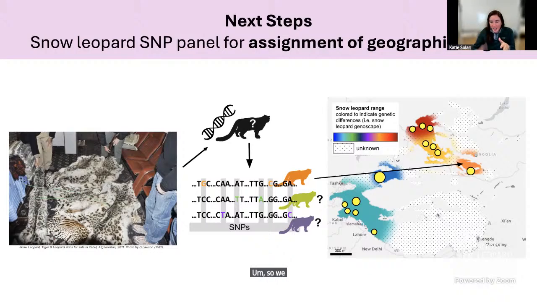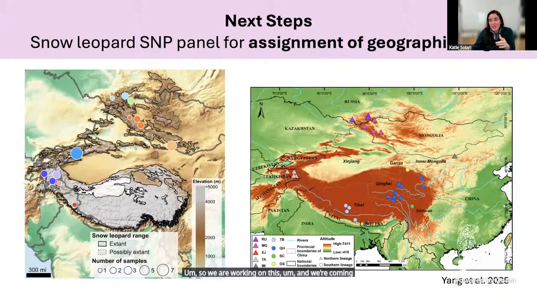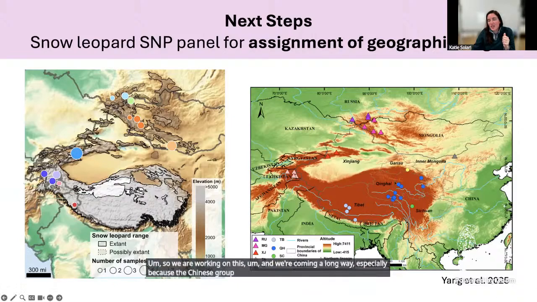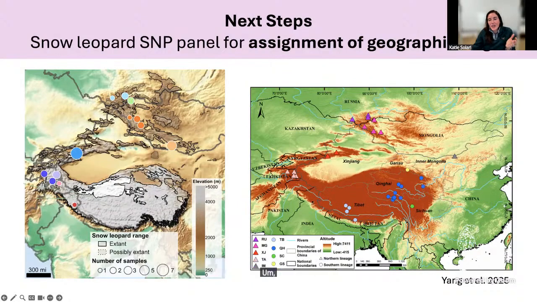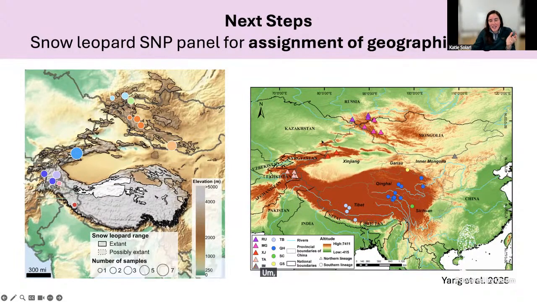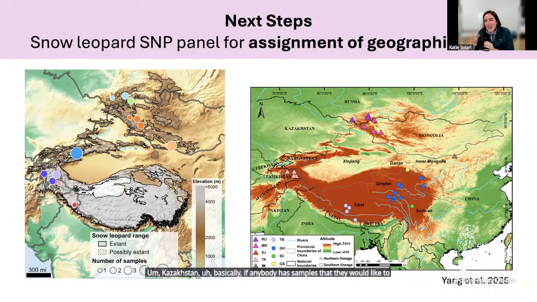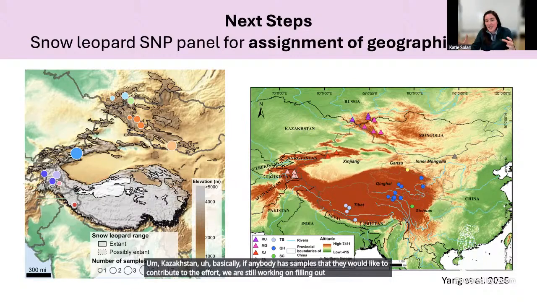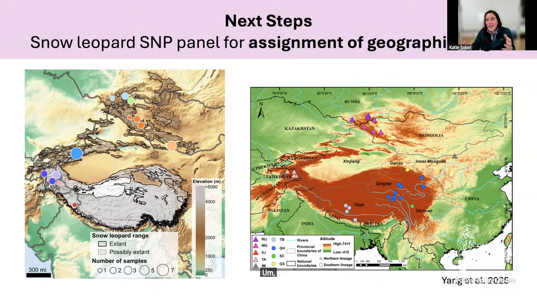So we are working on this, and we're coming a long way, especially because the Chinese group last year published whole genome sequencing data on all of the samples shown here, which compared to ours does fill in this gap pretty hugely. That said, we still don't have many samples from India. We don't have any from Nepal or Bhutan. We're working on these. Kazakhstan. Basically, if anybody has samples that they would like to contribute to the effort, we are still working on filling out this reference database to make it as useful as possible for this next round of SNP panel.